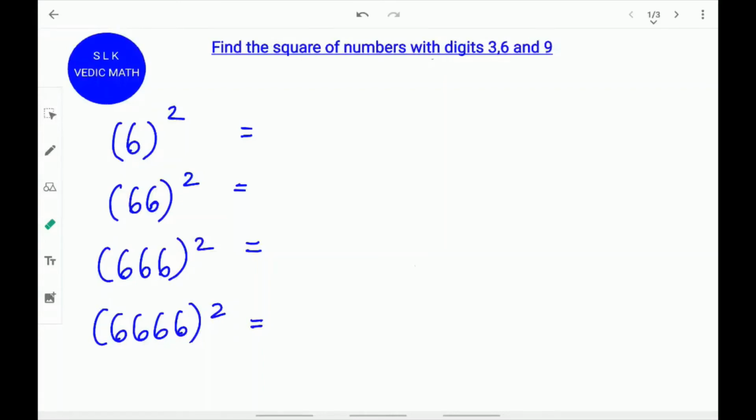Today we are going to learn how to find the square of numbers with digits 3, 6 and 9. This method is so easy. As we all know, 6 square is 36.